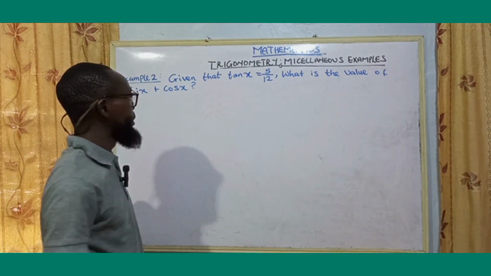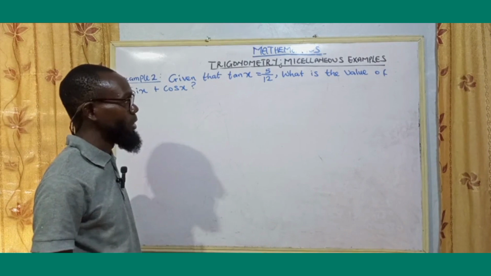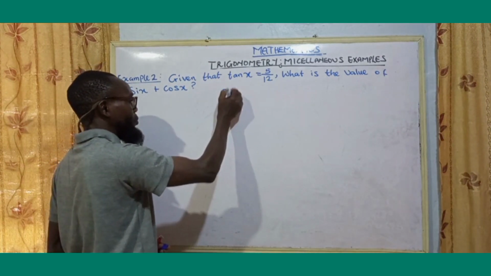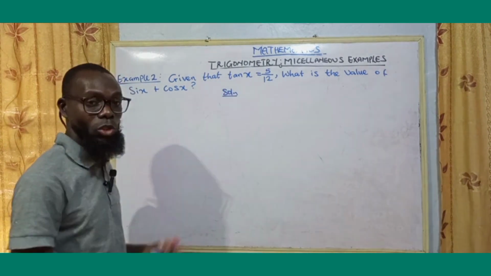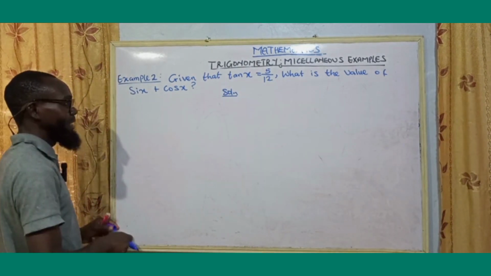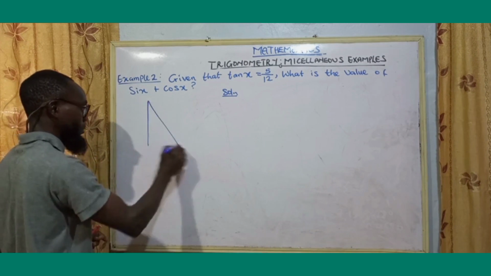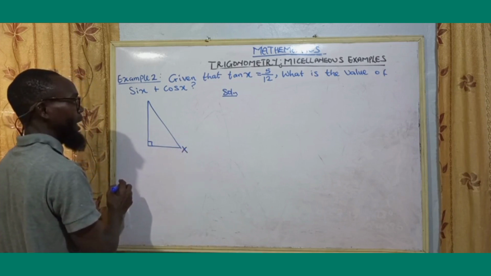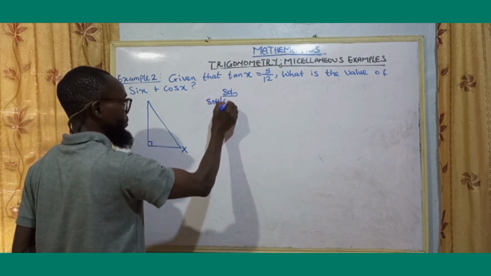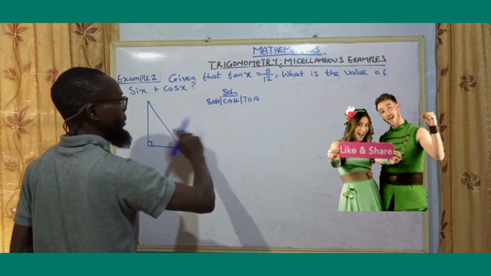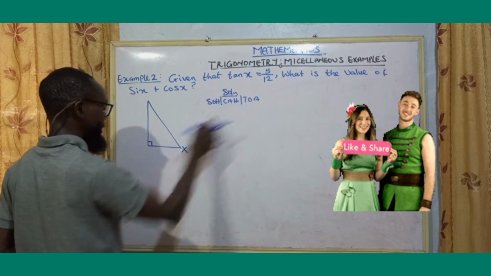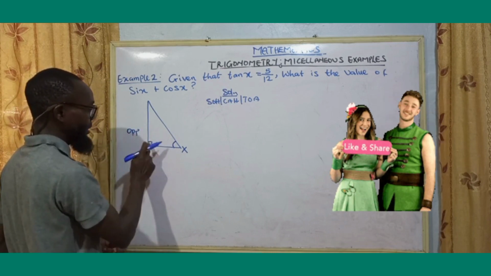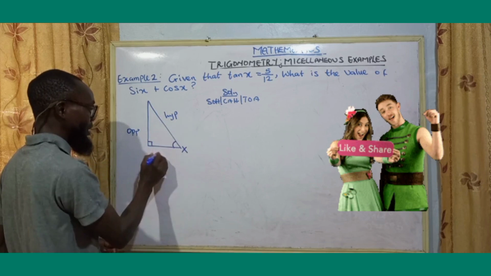Example 2. Given that tan x is equal to 5 over 12, what is the value of sine x plus cos x? To calculate this, from what we did in the first example, having a right angle triangle, this is our x, and from your SOHCAHTOA, if you can recall again, the one that has TOA, tan, is opposite over adjacent. So this is my angle. The side facing the angle is the opposite already. And the side facing your box 90 is the hypotenuse, while the remaining one is the adjacent.